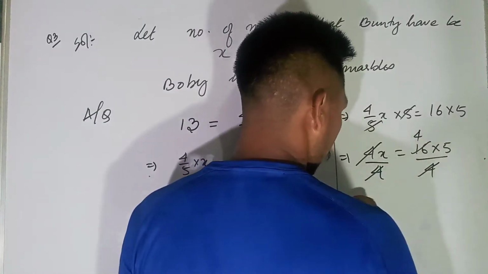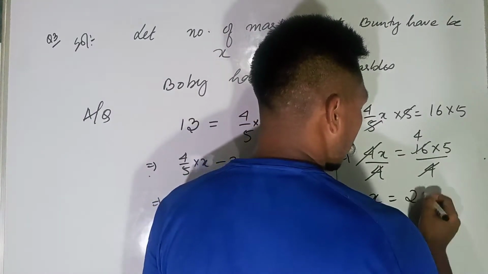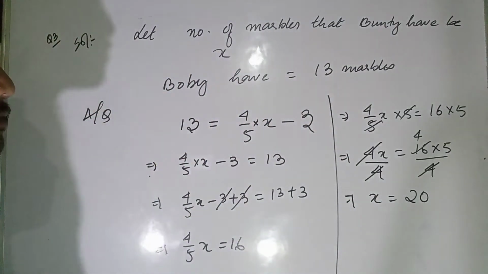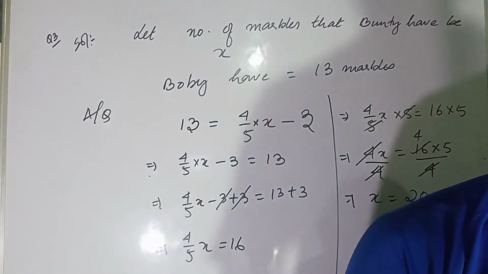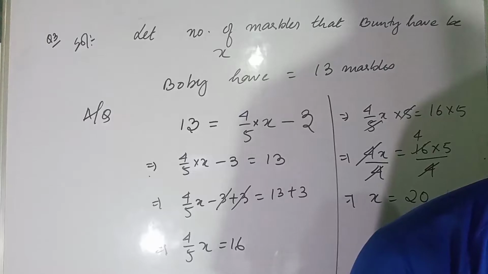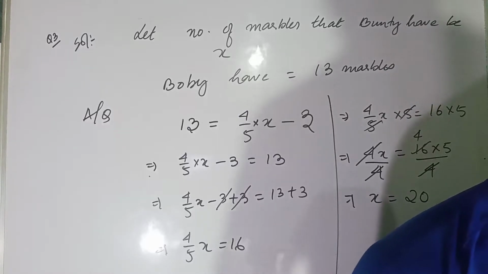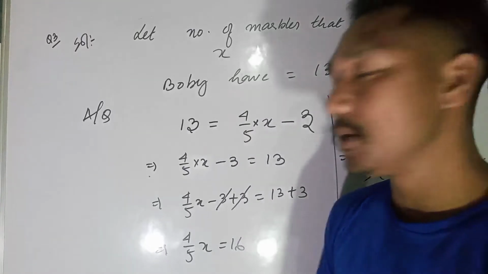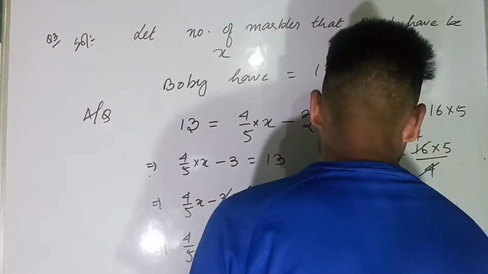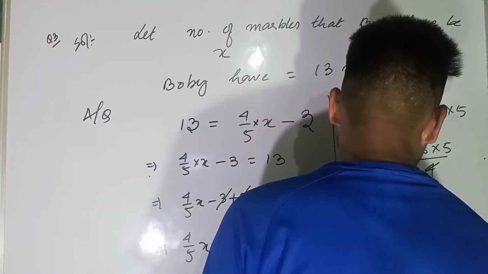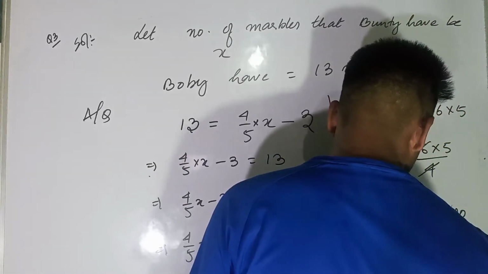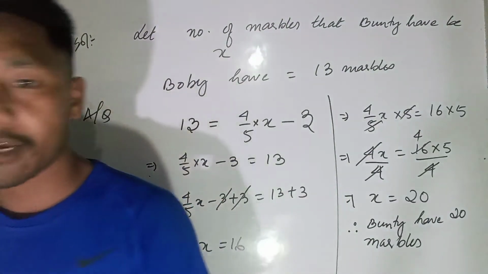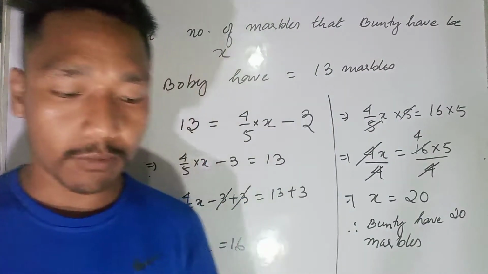4 into 4 is 16, so what is x? 5 times 4 is 20. That means how many marbles does Bandi have? Bandi has 20 marbles. Okay, so this is what we are getting.